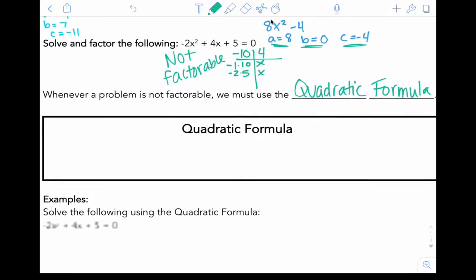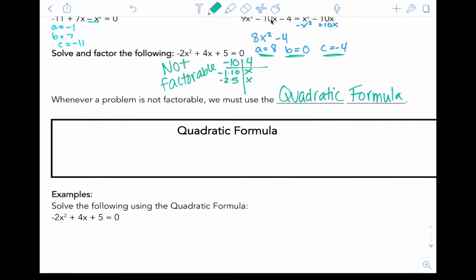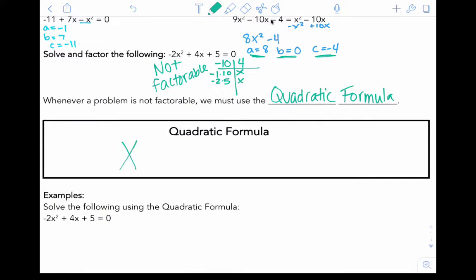So the quadratic formula is x is equal to negative b plus or minus the square root of b squared minus 4ac. All of that is over 2a.